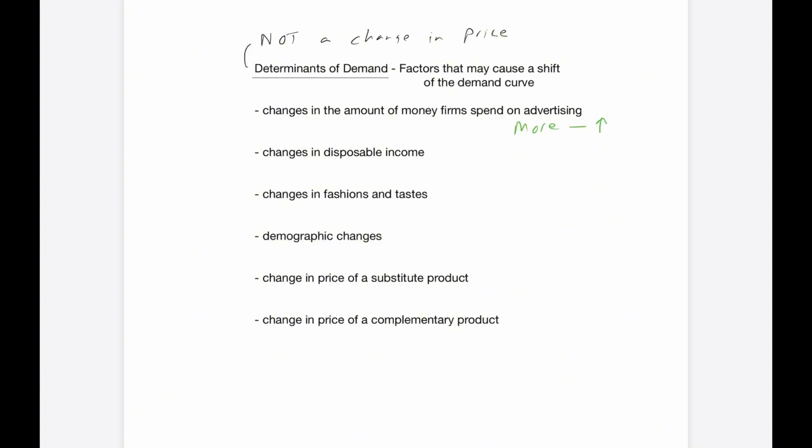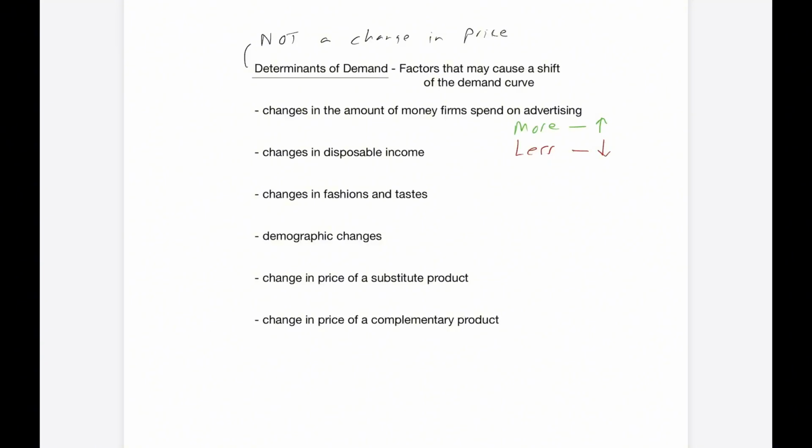But if the firm spends less money on advertising, then in theory, not as many households and consumers are going to be aware that the product exists. So the demand will fall. And on the diagram, we will show a decrease in demand by an inward shift to the left-hand side.